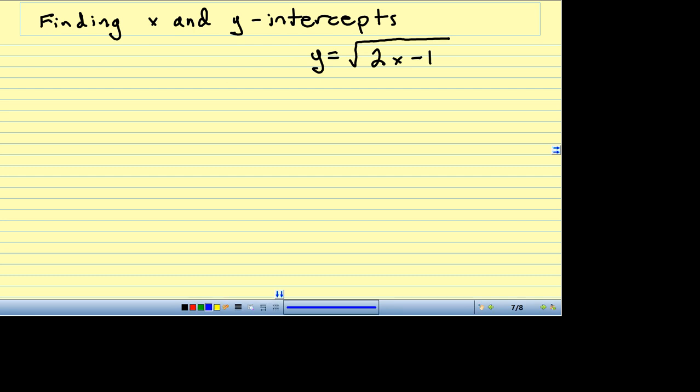This isn't in your notes packet, but I want you to know how to do it. It's called finding x and y intercepts. Finding x and y intercepts, not difficult. You can do it. Ain't no tang but a chicken wing.